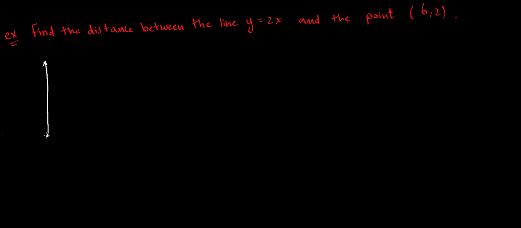So if this is the line y equals 2x over here, and this is the point 6, 2, I want to find the distance between them. And whenever we say we want to find the distance between a point and a line, we mean the perpendicular distance, which is the shortest distance between the point and the line.